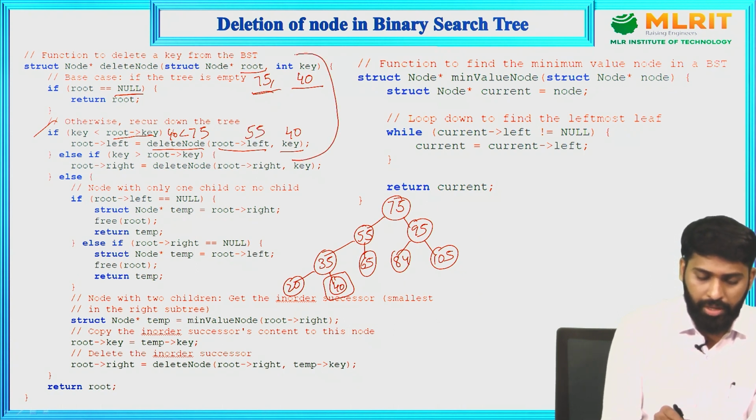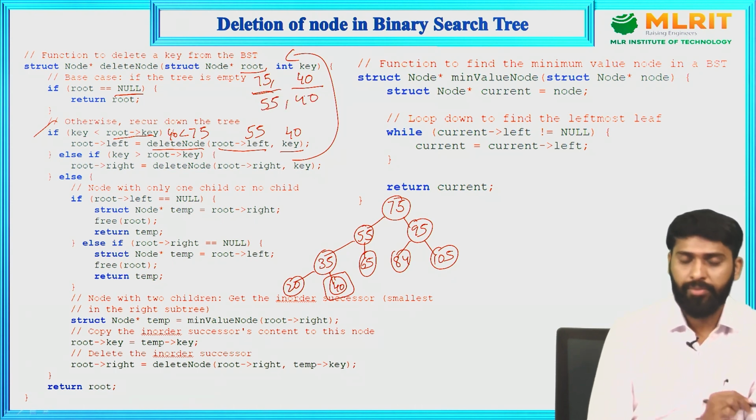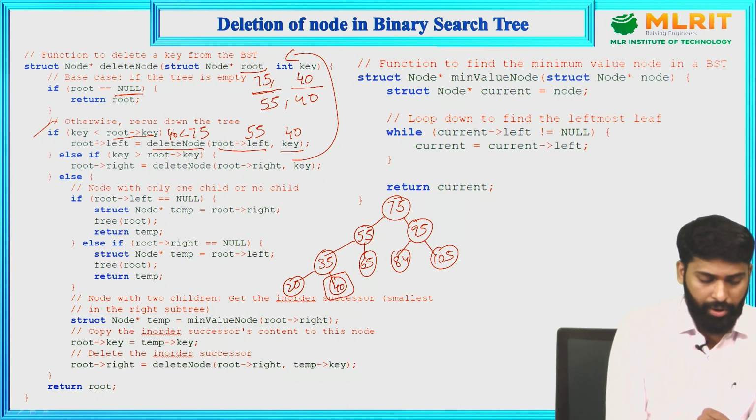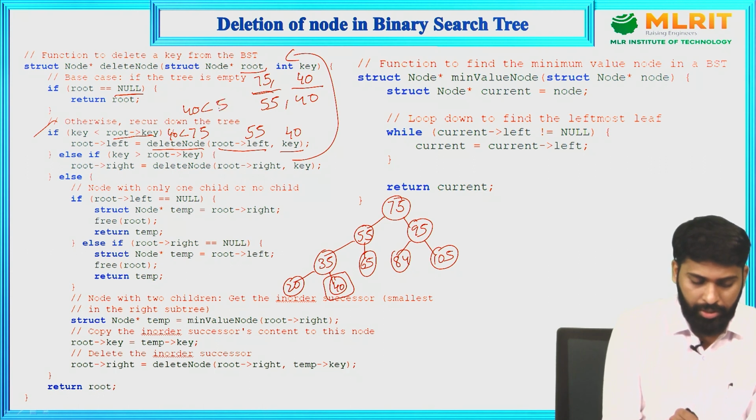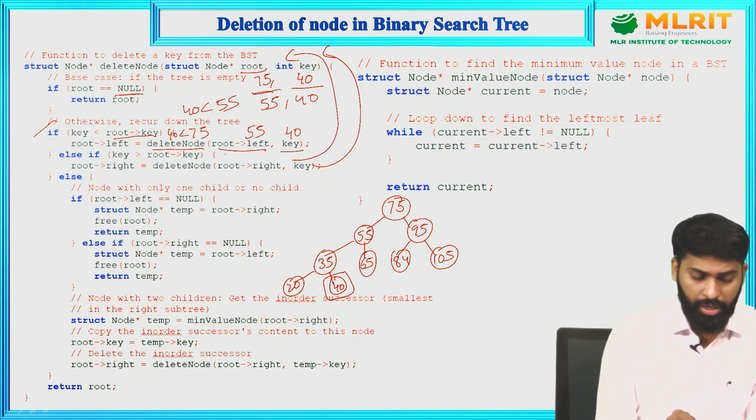Now the same function is invoked. In this function, what is the root now? 55 is the root. What is the key? 40. Root 55 equals null? No. So move to here. What is the key? 40. Is 40 less than root arrow key, 55? Yes, 40 is less than 55. So again we call the same function with root arrow left. 55 arrow left is 35. Now the key is the same, 40.